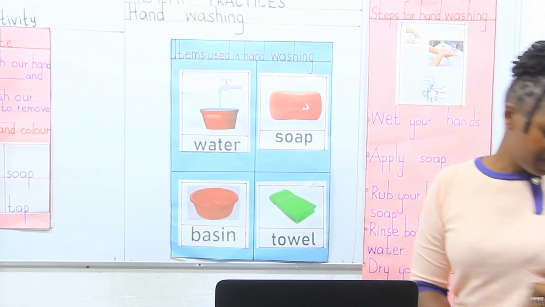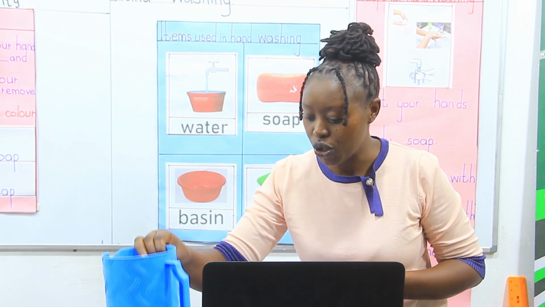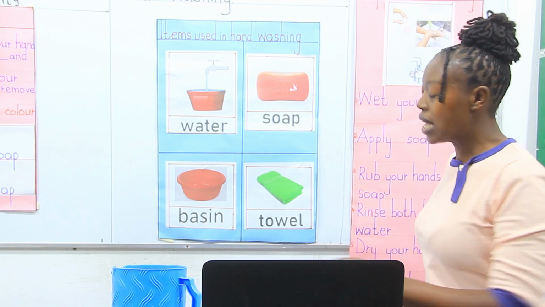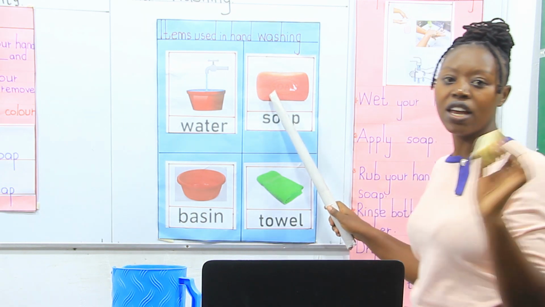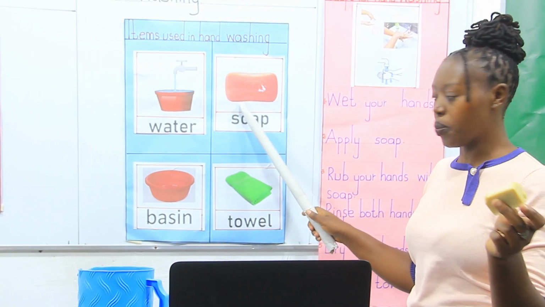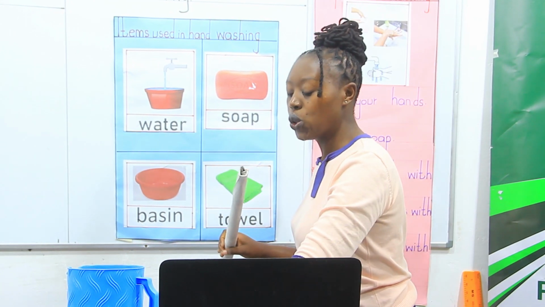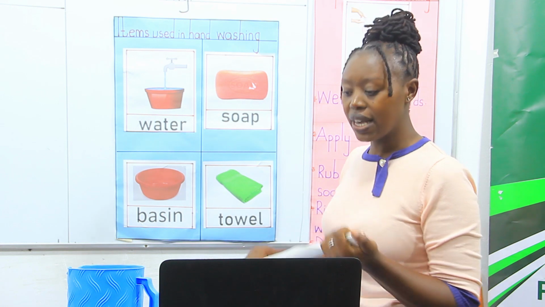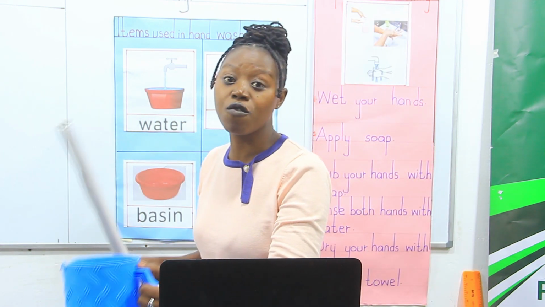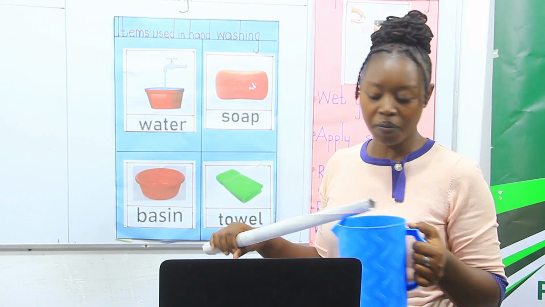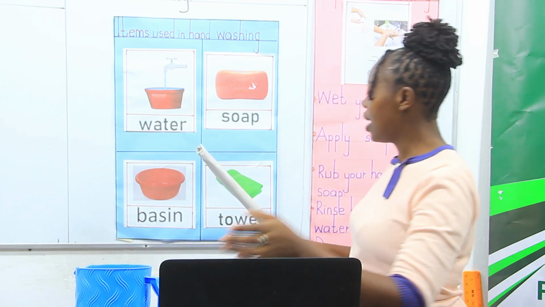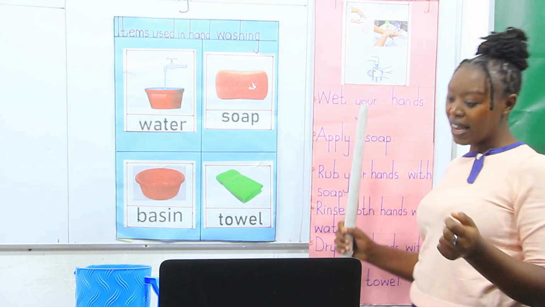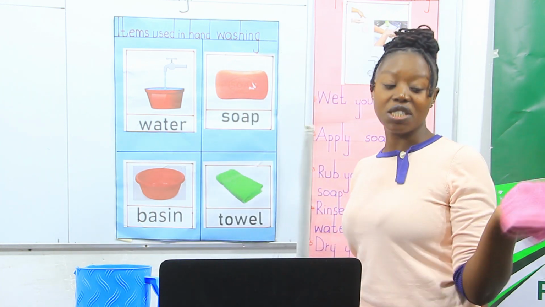So with me, I'll be pointing as I show you. So the first thing we use to wash our hand with is a soap. It's a soap, and this is my soap. We also use water, running water from a tap. For our case, we cannot bring a tap here, so I have water inside the jug. We also use a dry, clean towel. As you can see, my towel is here and it's purple in color.